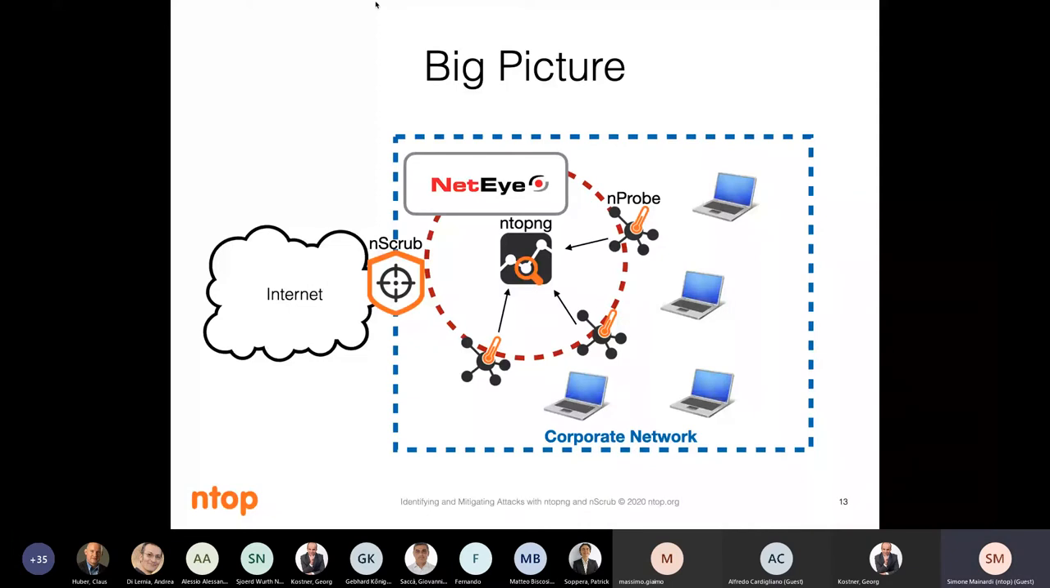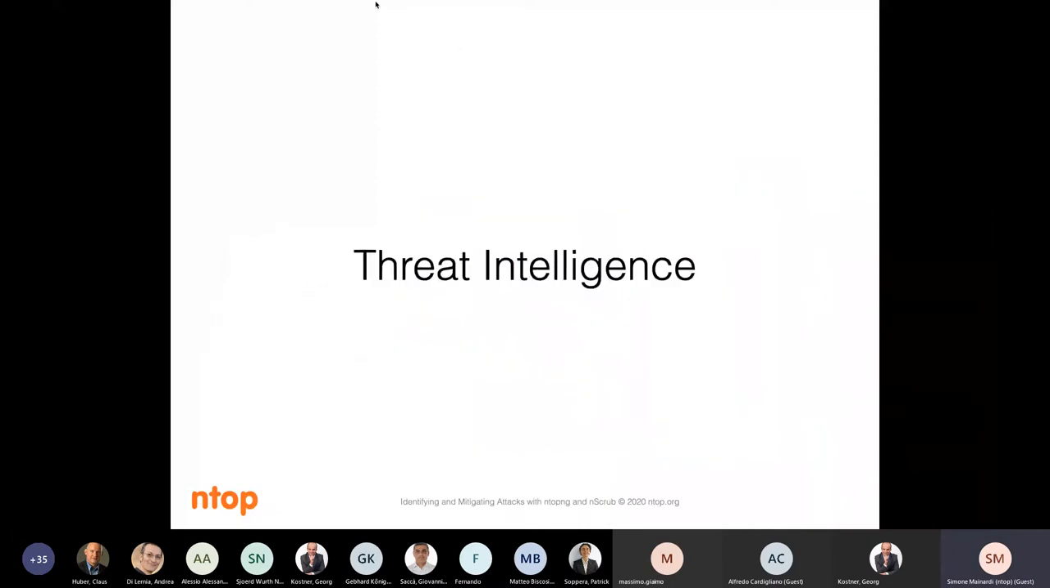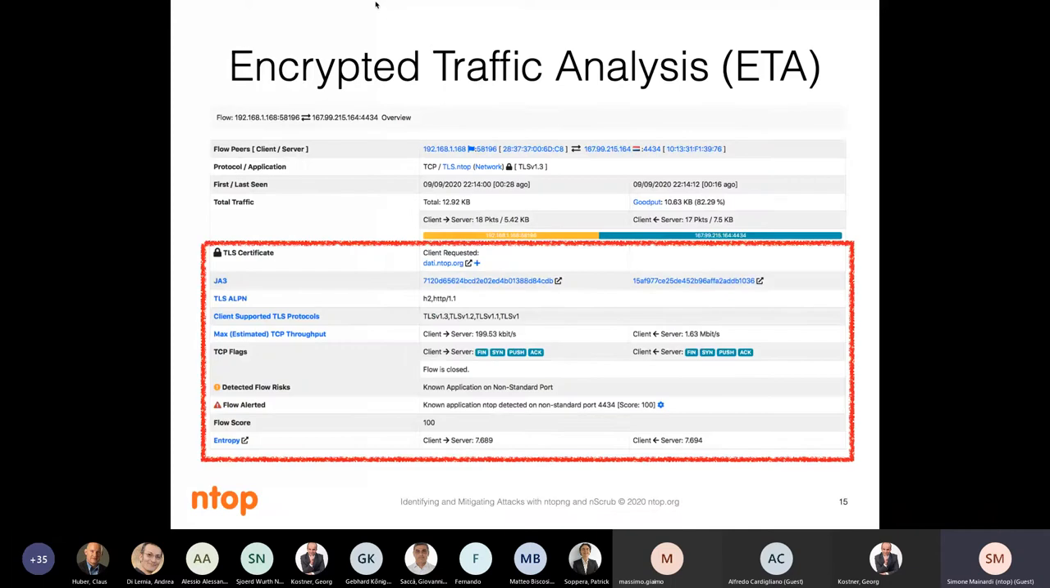So this concludes basically the first part of the presentation, the introduction. And now I would like to show you real examples of the threat intelligence, of what we can do using ntopng in combination with ntop. I mentioned the analysis of encrypted traffic. So I would like to spend some minutes to give you some pointers and details of what it means to perform the analysis of the encrypted traffic.